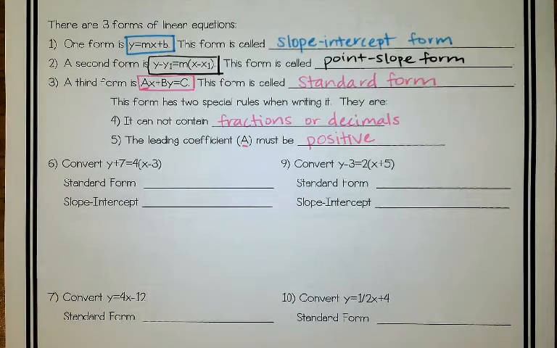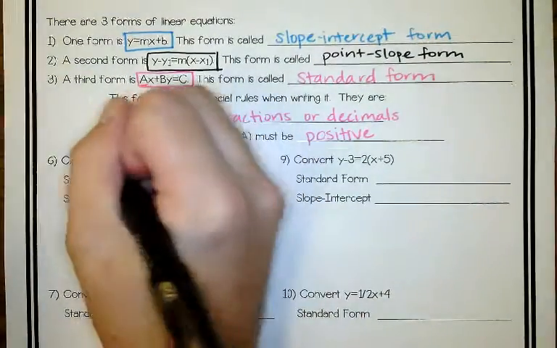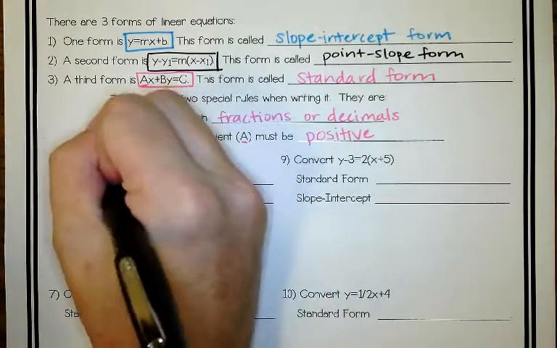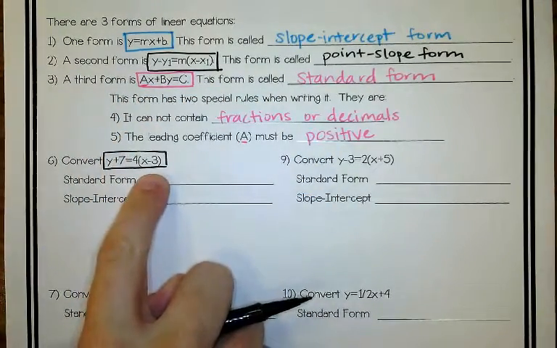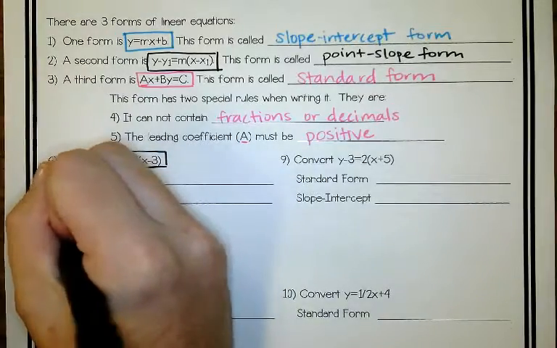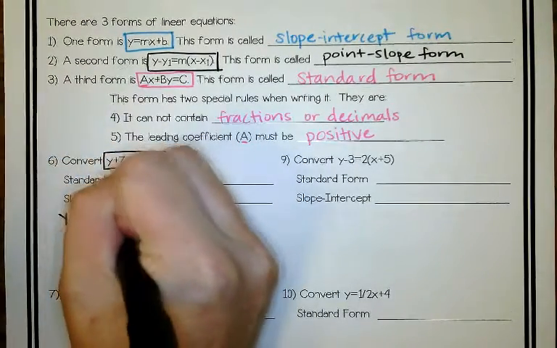All right. So, guys, what we're going to do is we're going to look at these, and we're going to say, okay, first of all, what form is it in? And then what form do we need to get it into? And how are we going to do that? So, number 6, what form are we starting with right here? Point slope form.